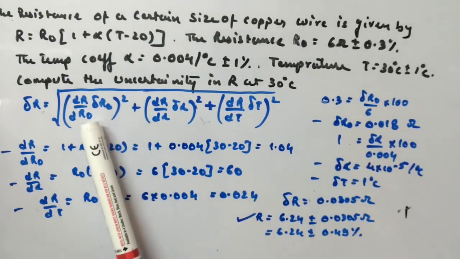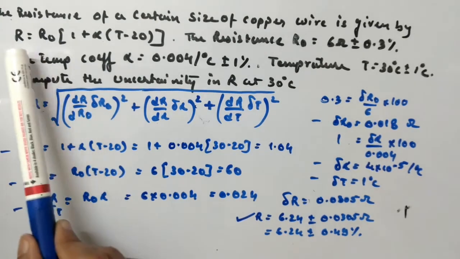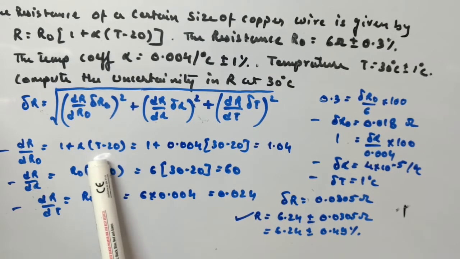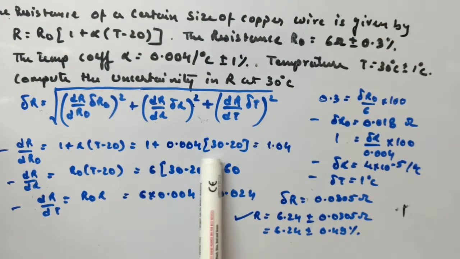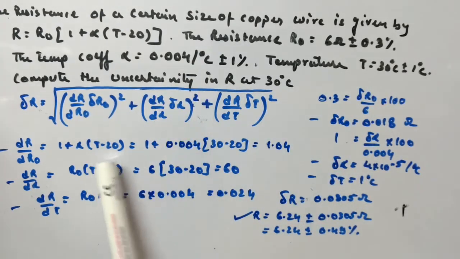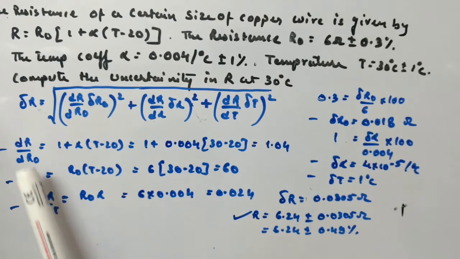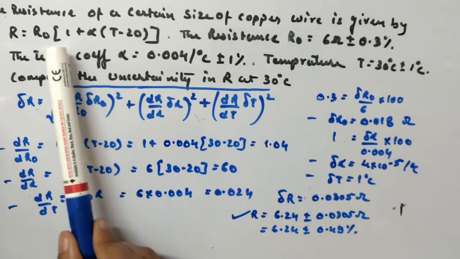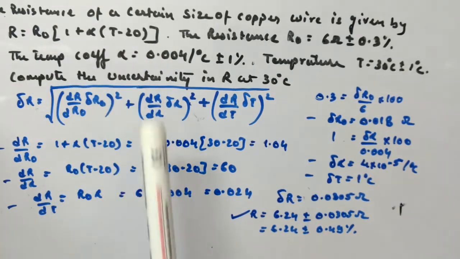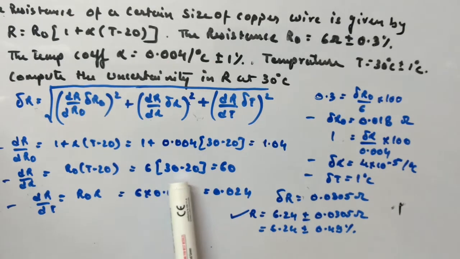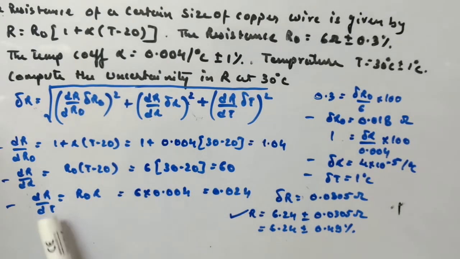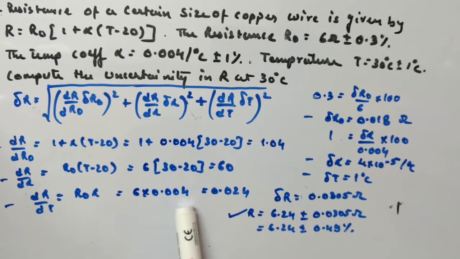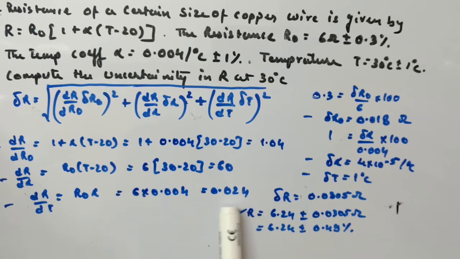Okay, so dR by dR0, first you will calculate. You just differentiate partially with respect to R0, you will get 1 plus alpha times T minus 20. Plug the nominal values, alpha is 0.004, T is 30. Here, nominal values, you will get 1.04, that is dR by dR0. Similarly, dR by d alpha you will calculate, that is R0 times T minus 20. If you differentiate this equation with respect to alpha, you will get R0 times T minus 20, that is 6 into 30 minus 20, that is 60. Similarly, dR by dT, if you calculate, that comes out to be R0 alpha, which is 6 into 0.004, that is 0.024. So you got 3 terms.